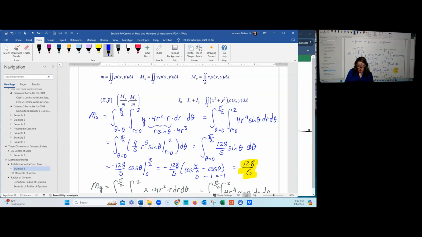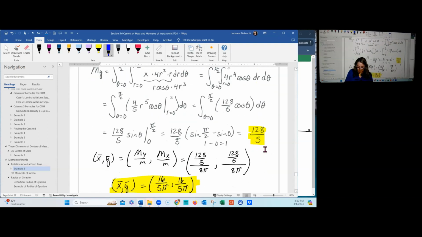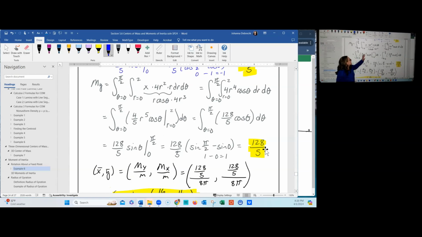Right? Now, to find the x coordinate, I need to find the moment in the y direction, the tendency to rotate off that y. So I'm going to take x times the density function 4r squared in polar coordinates, the polar differential r dr d theta, represent x as r cosine of theta, to get 4r to the 4th cosine theta dr d theta. Then that becomes 4/5 r to the 5th cosine of theta from 0 to 2. So again, I get 128/5, but this time multiplied by cosine theta.